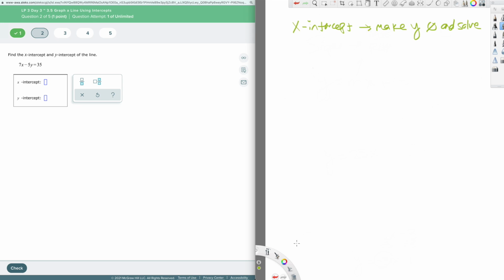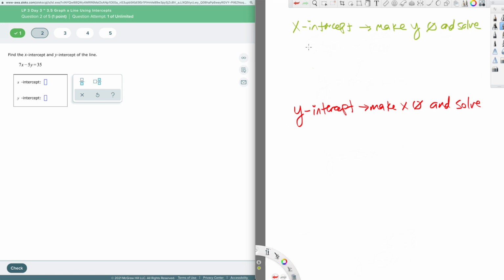For the Y-intercept, we're going to make X 0. Because again, I didn't go right or left. I'm right on top of the Y-axis. So that means that X has to be 0 in order for it to be on the Y-axis. And then again, we're going to solve that. So let's go ahead and practice this and see what the heck I'm talking about here.